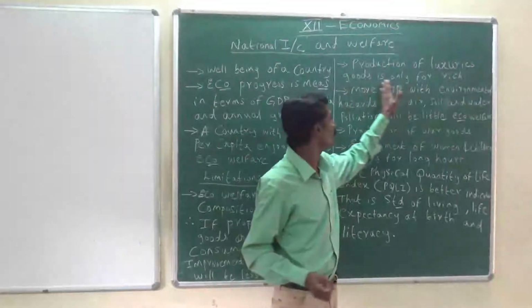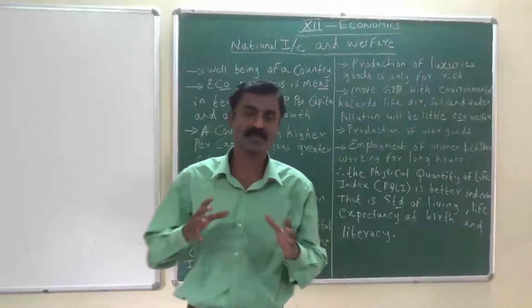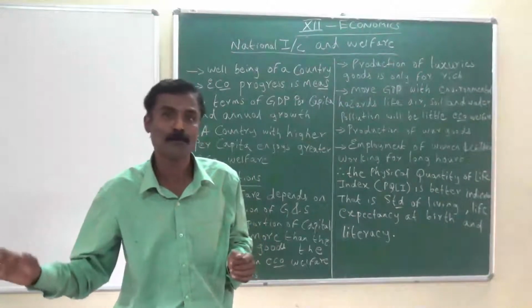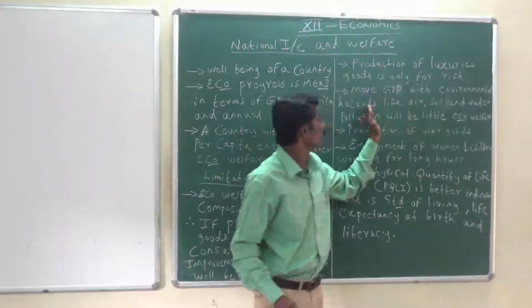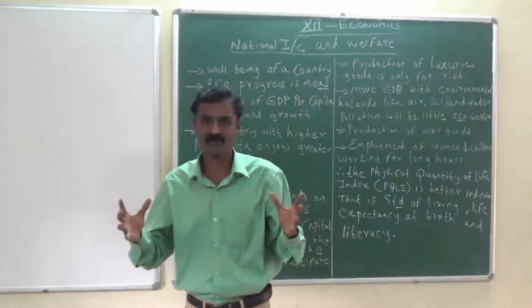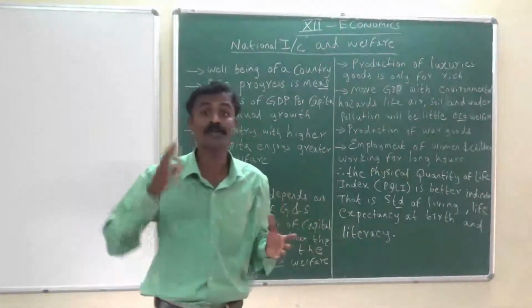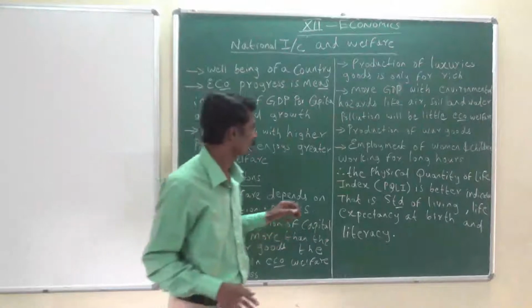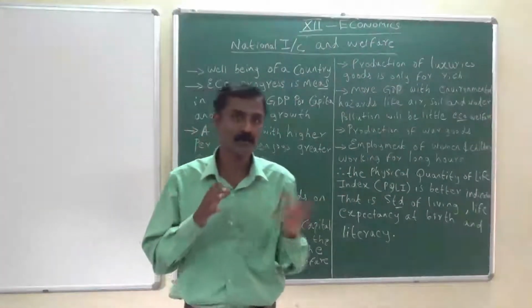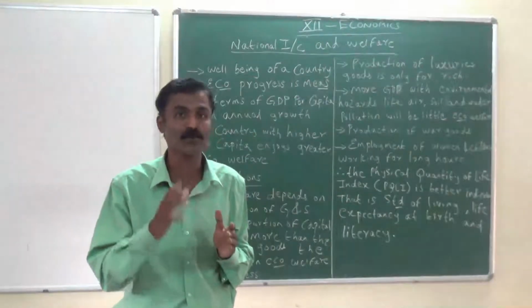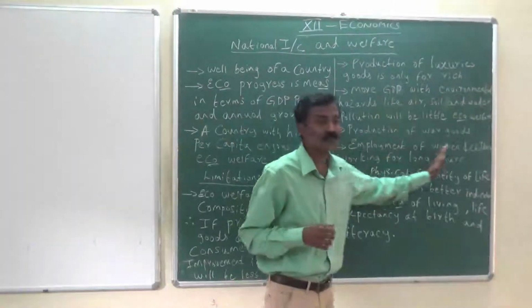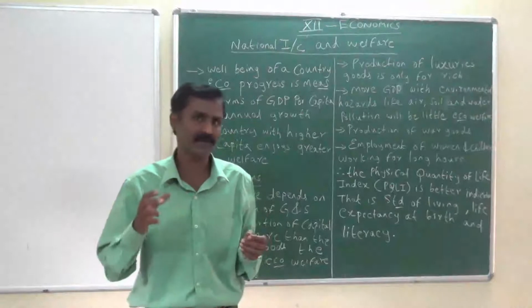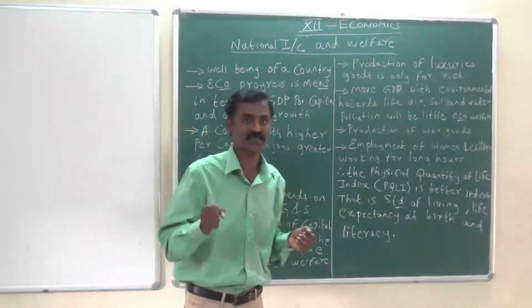Next point is production of luxurious goods only for the rich people. Let's suppose I manufacture luxurious cars and luxurious houses, but that is only for the rich people and not for the poor people. Next, more GDP with environmental hazards: if I have many factories and industries which pollute the environment, then that country is not said to be in social welfare. Next is production of war goods, because production of war goods leads to destruction of one country by the other country. And employment of women and children who work for very long hours, because those people do not enjoy well-being. Maybe they have the money, but they do not enjoy that particular status in society.